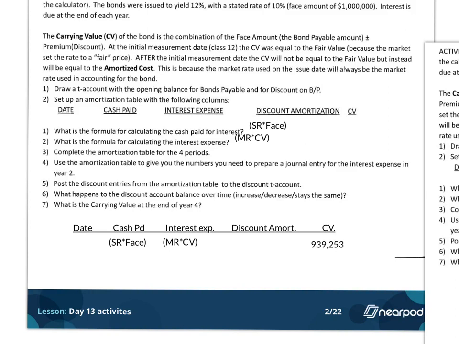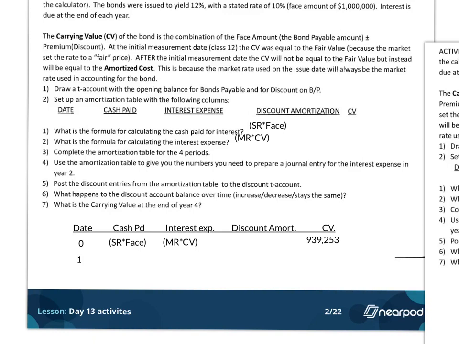That's where the amortization table is going to start. That's our beginning carrying value. You can think of that as being at time 0, the initial date of the bond. Now we're looking at the end of the first period. I'm just going to put that year 1. That's not actually a date, but that's what I mean by the end of year 1.